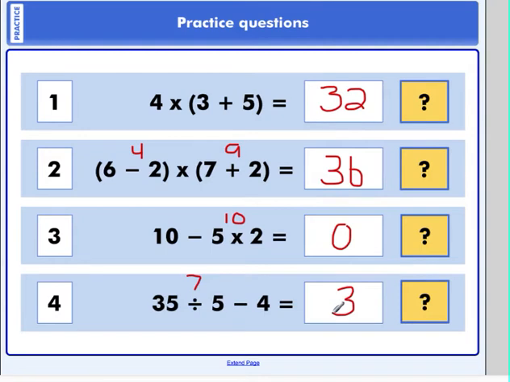So those are the answers that you should have gotten for these problems. If you were able to get those answers, good job. If not, make sure you see where you went wrong.